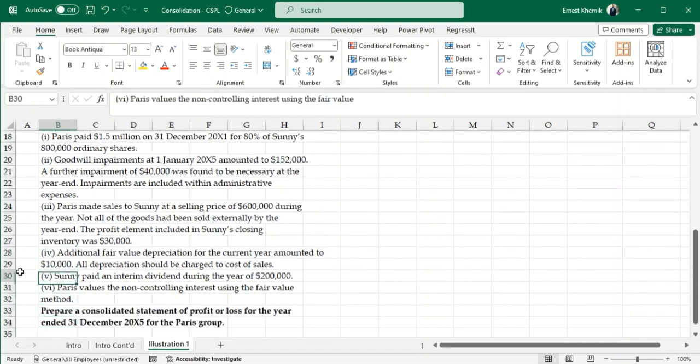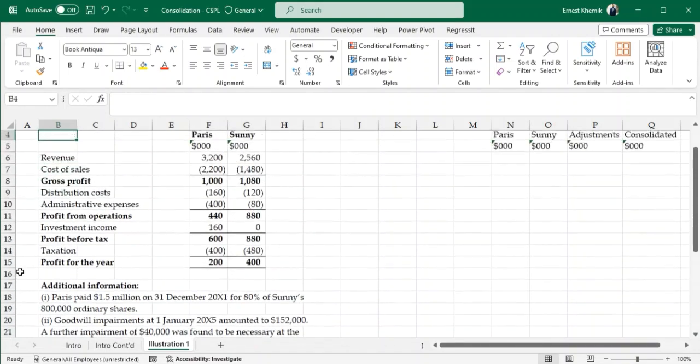Alright. The fifth one says Sunny paid an interim dividend during the year of $200,000. Paris values the non-controlling interest using the fair value method. So, prepare a consolidated statement of profit or loss for the year ended 31st December 20x5 for the Paris group. So we have the information here.